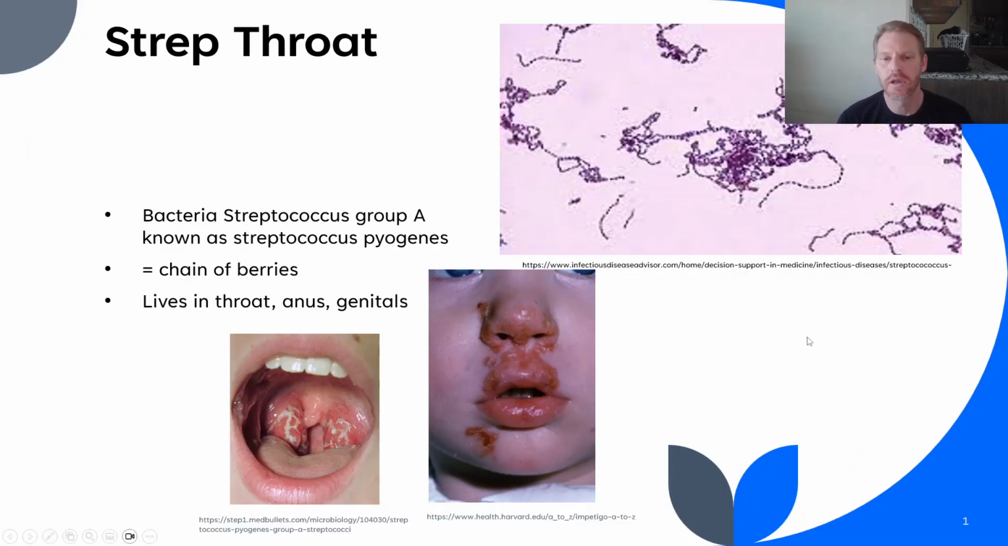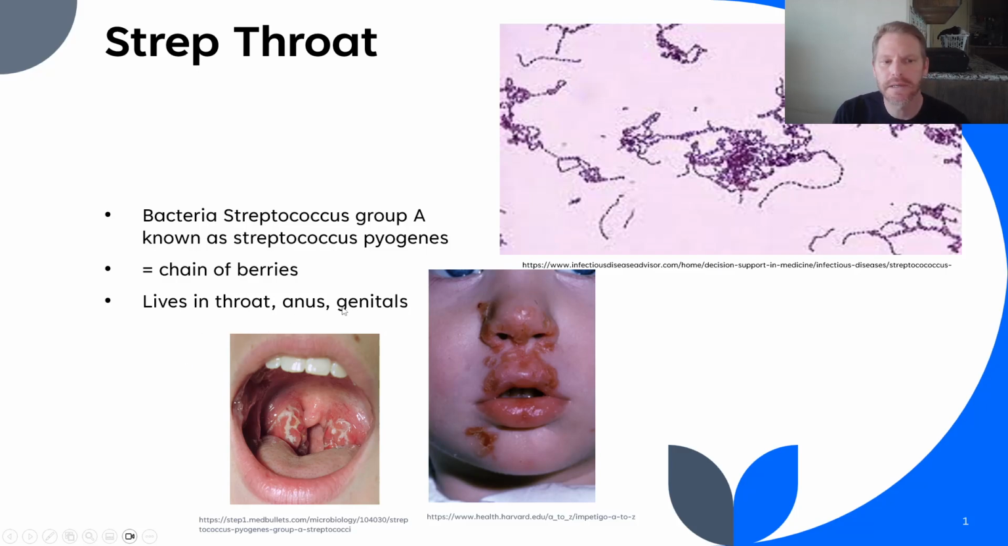Okay. So let's start a little bit about the bacteria that causes strep throat. It's called Streptococcus group A. And if you look up at the right picture, this is under microscopy and gram stained. And this is a good example of the linear look of this. This is all bundled up here. But literally, it's like a chain of berries if you ever do gram staining with microscopy.